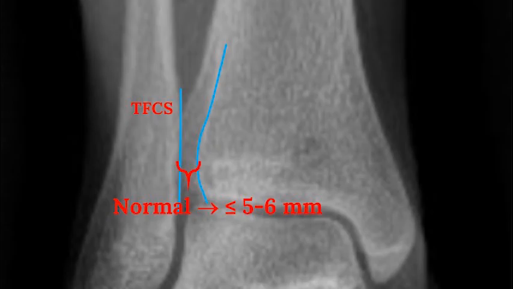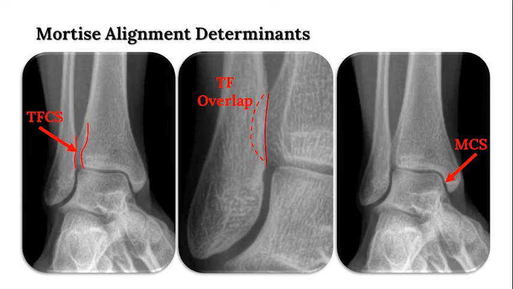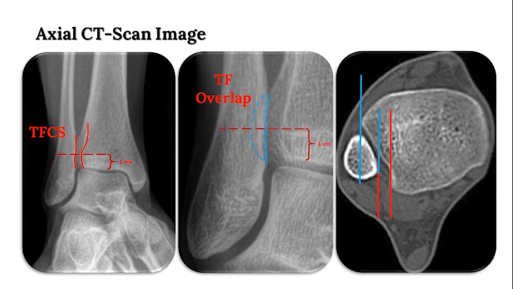While the medial clear space, tibiofibular overlap, and tibiofibular clear space may appear normal with very subtle malalignment, overall these radiographic parameters are excellent measures for determining alignment of the mortise. This image demonstrates the tibiofibular overlap and clear space on a mortise X-ray as it's correlated with an axial CAT scan reformat.